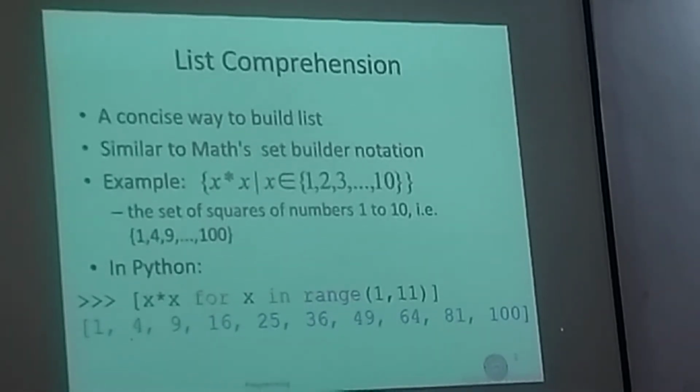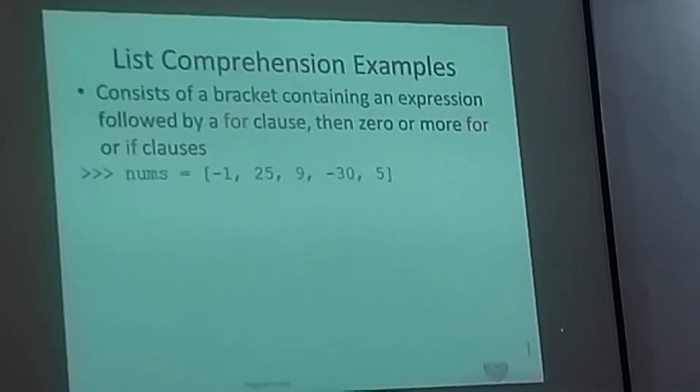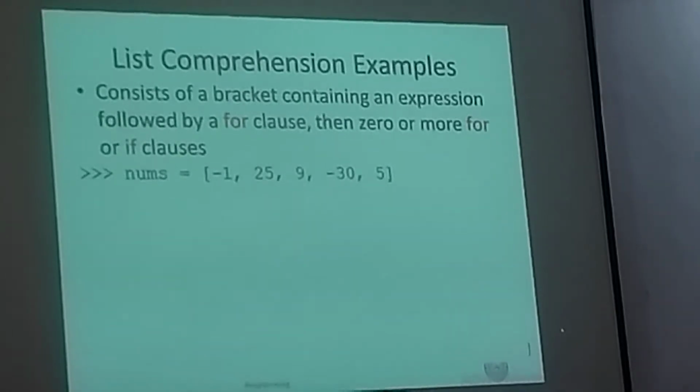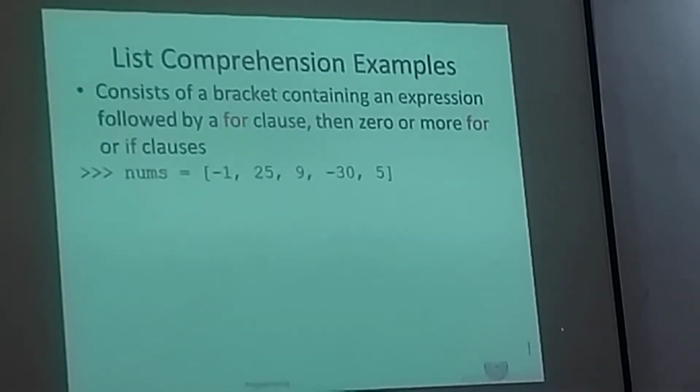Now note that the syntax of list comprehension makes it very convenient to create huge lists. For example, if I have to make a list of squares of numbers from 1 to 1000 or maybe a million. So a list comprehension consists of square brackets which contain an expression. The variables in the expression get their value from a for clause followed by 0 or more for or if clauses.